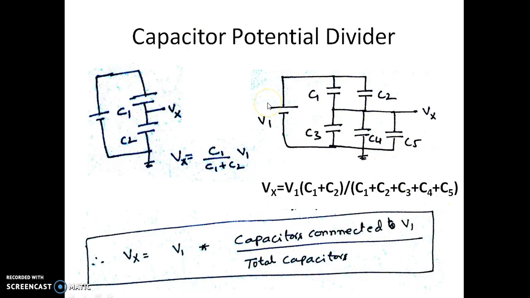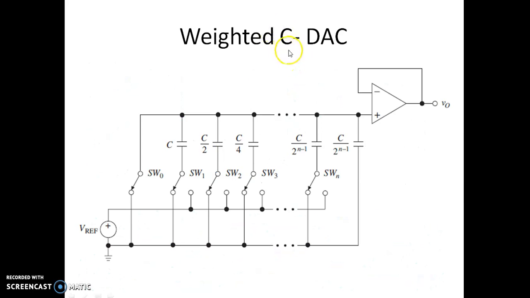So using this concept, we try to develop a DAC network which we call the weighted C DAC. Now here you can see we have capacitors C by 2, C by 4, and C divided by 2 to the power of n minus 1, and there is one more capacitor which is connected in this fashion, and we have switches SW0, SW1, SW2, and it keeps on going like this. And this is a voltage follower, and we have a reference voltage V reference. Let us try to understand the working of this circuit.